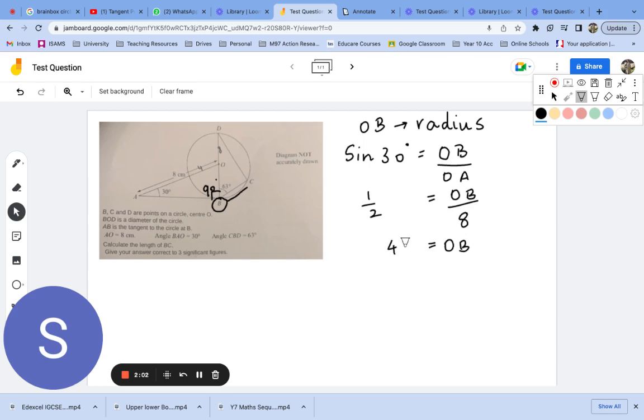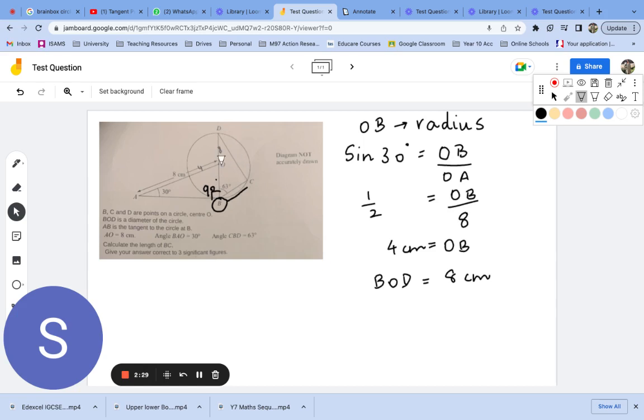Now, once we know OB is 4 centimeters, we know that the diameter of the circle, which is this whole thing, BOD, is twice the radius, which is 8 centimeters, right? Now we know this whole thing is 8. Now we have to figure out another thing, whether this triangle is a right angle triangle. And the answer is yes.